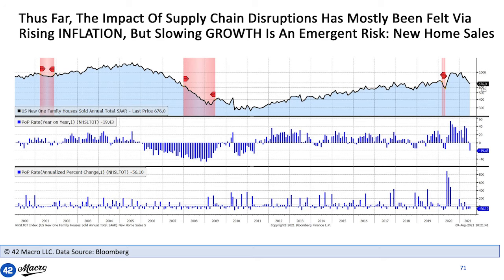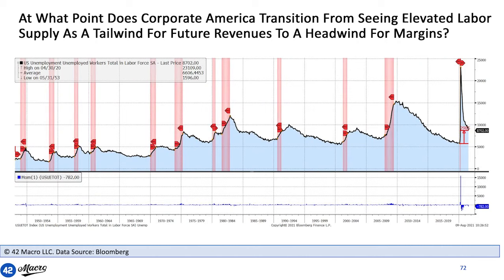On slide 72. So at what point does corporate America transition from seeing elevated labor supply as a tailwind for future revenues to a headwind for margins? Right. At some point, if you're a corporation, thus far, you've been able to just pass on price increases and say, hey, we're not going to do anything about this depressed supply. We're just going to take advantage of all this demand.